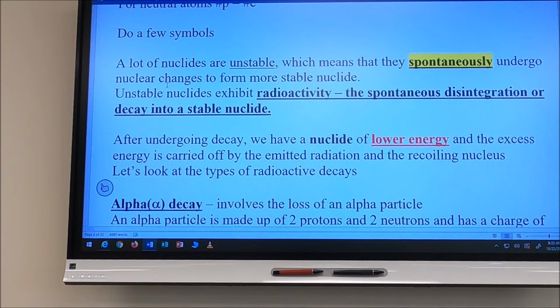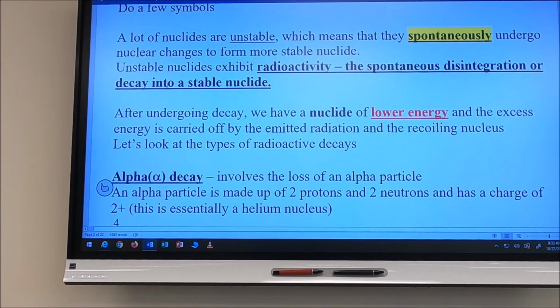Undergoing nuclear decay, we have a nuclide of lower energy, and the excess energy is going to be carried away by emitted radiation and the recoiling nucleus. When it changes, it kind of expands and then contracts, and that recoil is what we're looking at there. So let's talk about the different types of radioactive decay things can undergo.